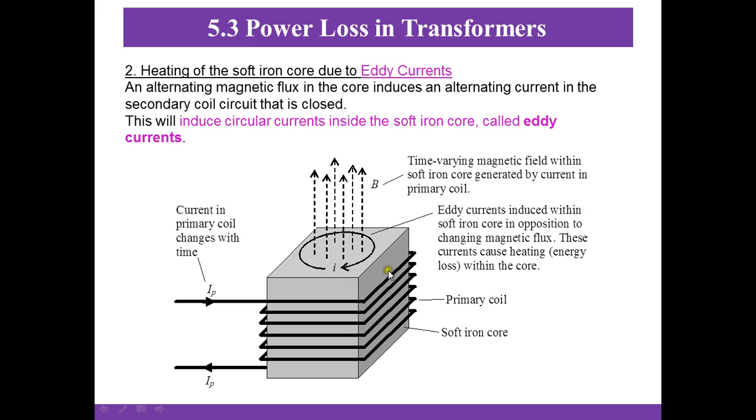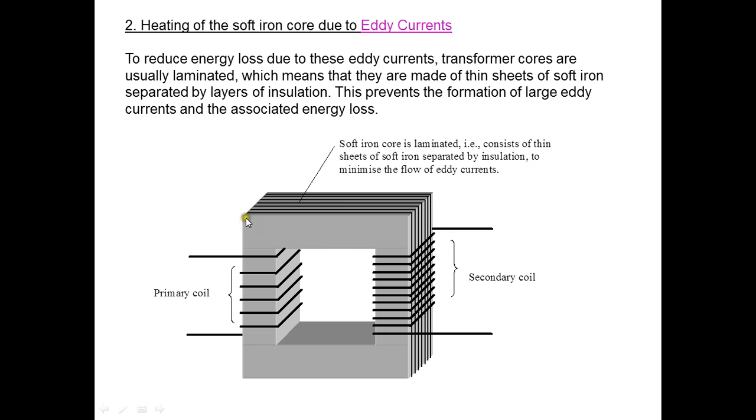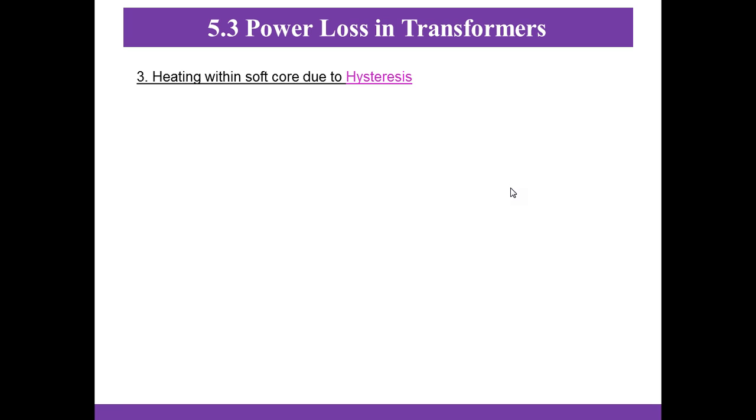This current is called an eddy current. This current, being in metal, being in a soft iron core that has resistance, will then produce a power loss, right? Using P equals I squared R. To limit this current, we can laminate the transformer core into many parts separated by insulation to minimize the flow of eddy currents. If you minimize the flow of eddy currents, you will minimize the power loss.